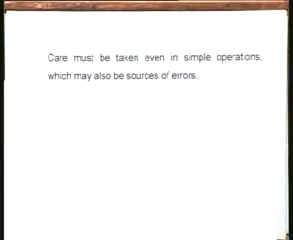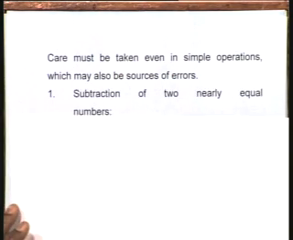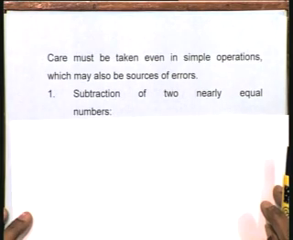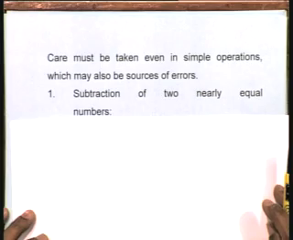Now I also said that we should consider some other sources of errors that can arise. Some sources of errors are very simple calculations. Care must be taken even in simple operations, which may also be a source of errors. What are the simple operations? One is subtraction of 2 nearly equal numbers. If you are subtracting 2 nearly equal numbers in a computer, it is a big source of error, because we are going to have loss of significant digits.